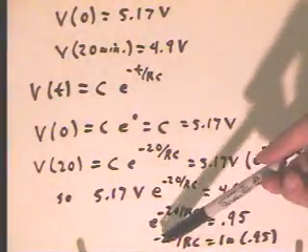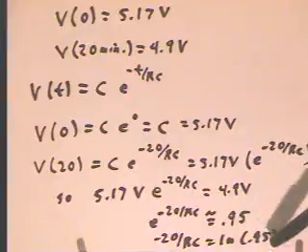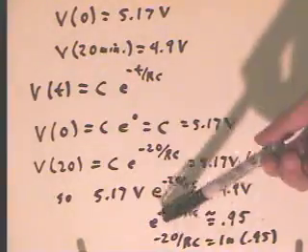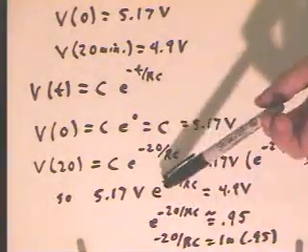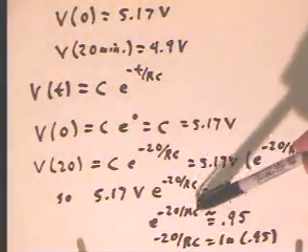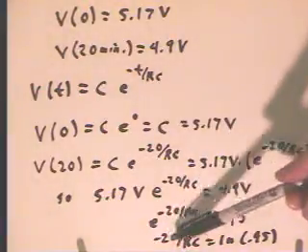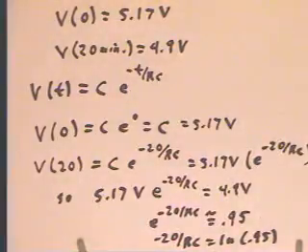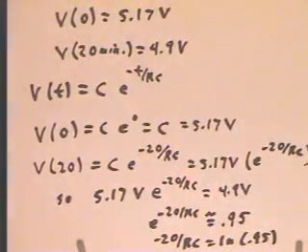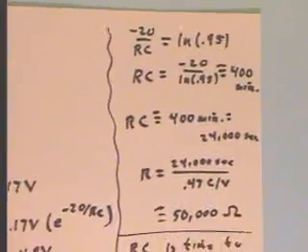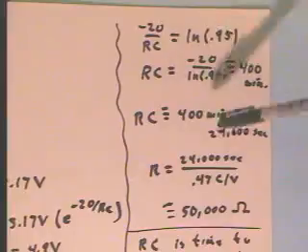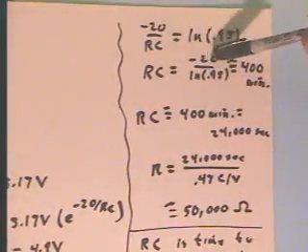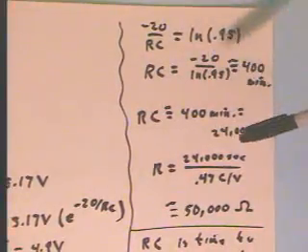Okay, so negative 20 over RC is going to be the natural log of 0.95. We get this by taking the natural log of both sides, which is how we solve an equation where our variable is in the exponent. So using that standard technique, we obtain this solution, or partial solution. Then we solve for RC. If negative 20 over RC is the natural log of 0.95, RC is going to be negative 20 over the natural log of 0.95.